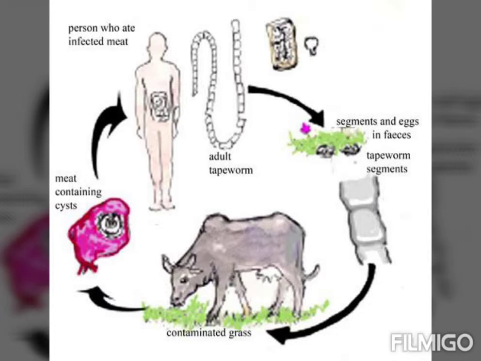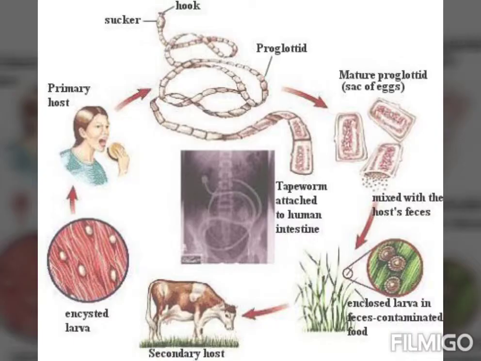The regular cutting off of the gravid proglottids from the body of the tapeworm is called apolysis. This is very significant since it helps in transferring the developed embryos from the primary host to the secondary host.